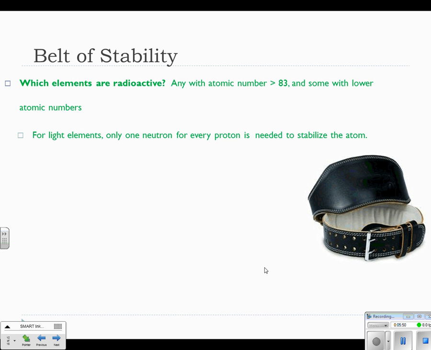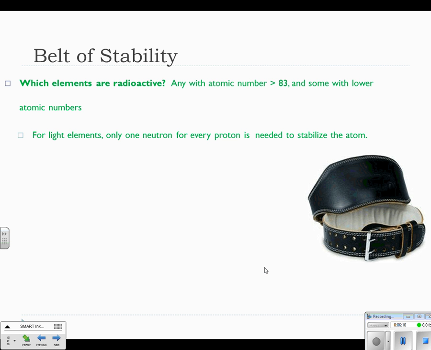For lighter elements, so lower atomic numbers in the periodic table, lower atomic masses, to stabilize the atom so that you don't have a nuclear reaction, it needs one neutron for every proton. So protons, if they're all the same charge, they're going to repel each other. If you put neutrons in there, now that's going to stabilize them because it's going to space them out.